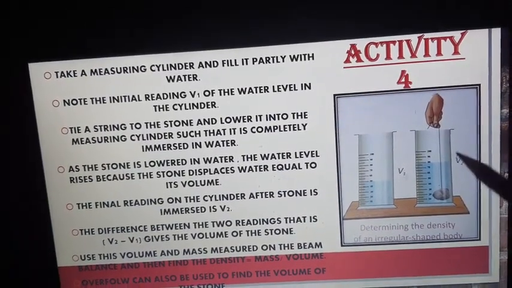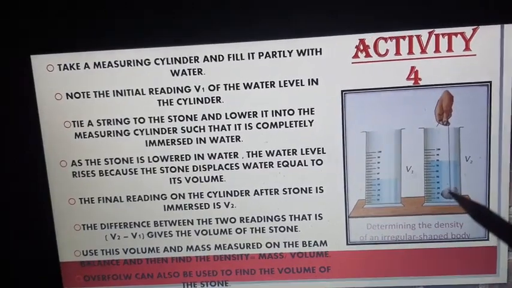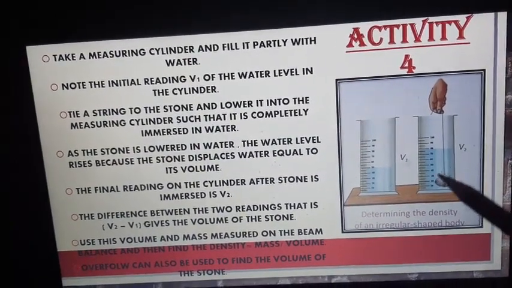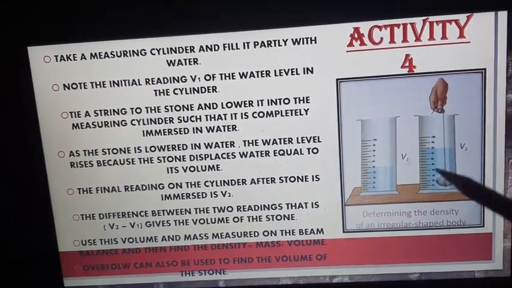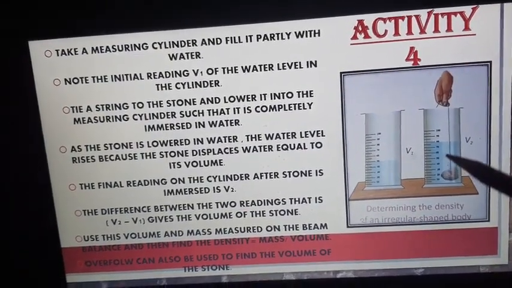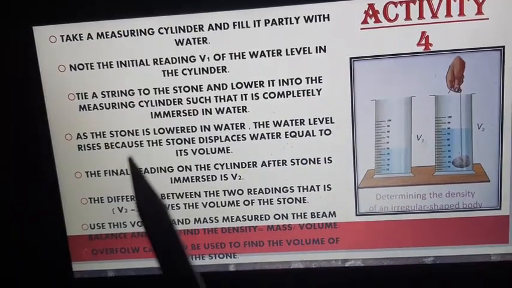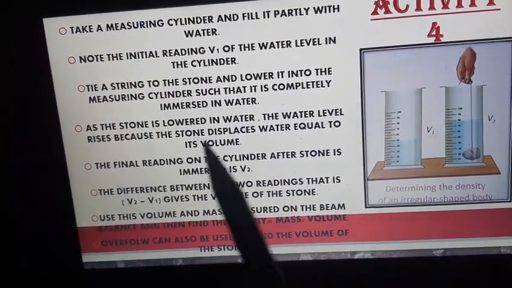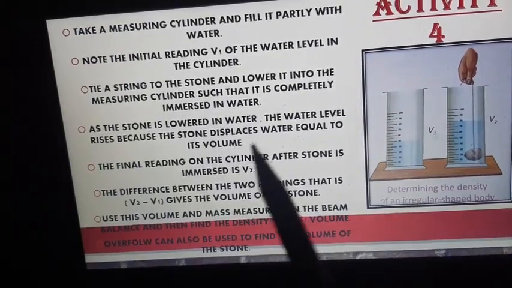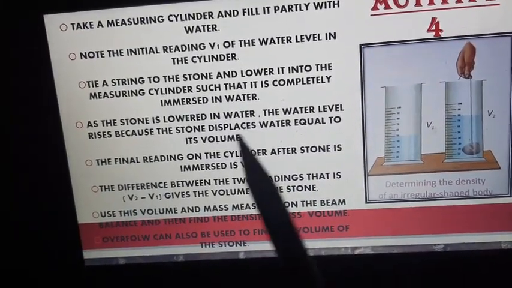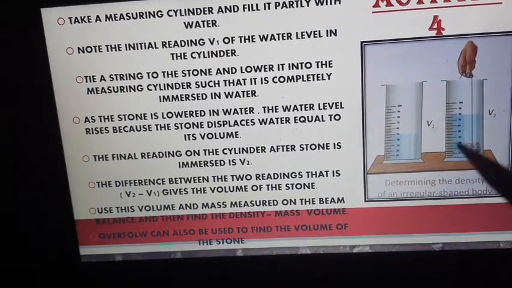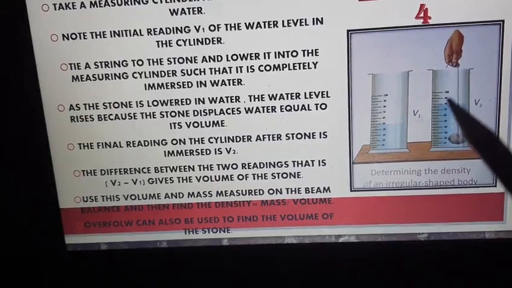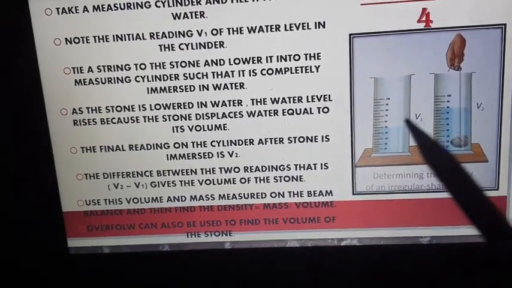Now, it has risen above because the amount of water that has been displaced is equal to the volume of this particular stone, which has allowed the water to be displaced over here. Are we clear? Which is written over here. As the stone is lowered into the water, the level rises because the stone displaces the water equal to its volume, okay?